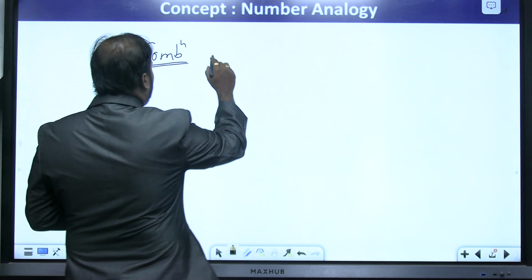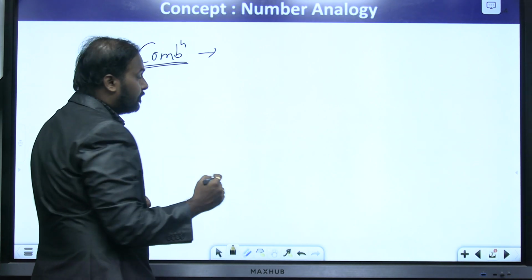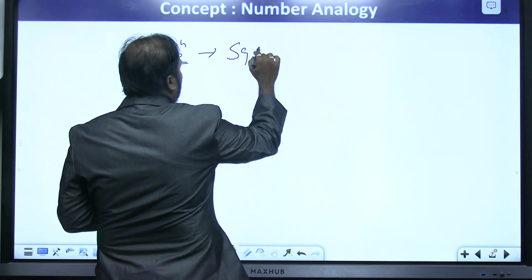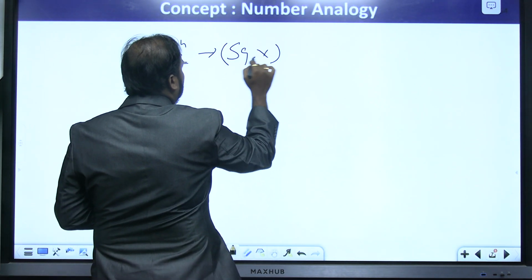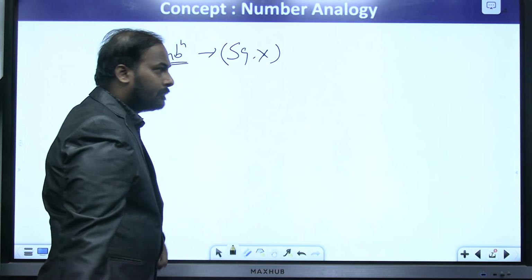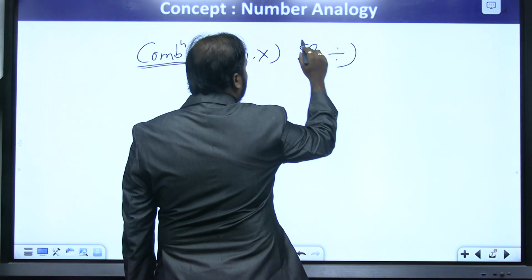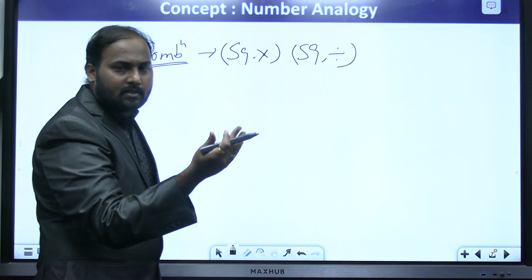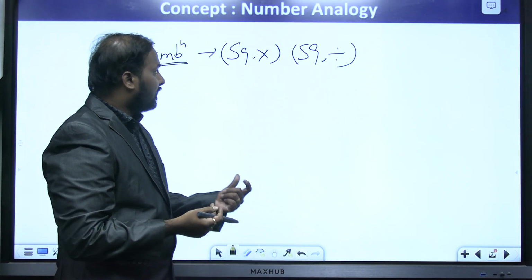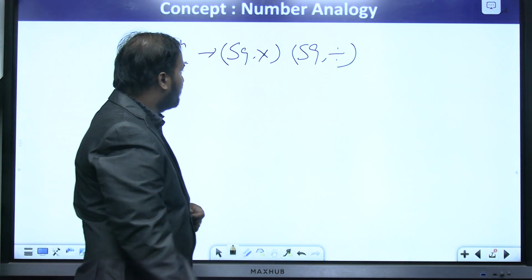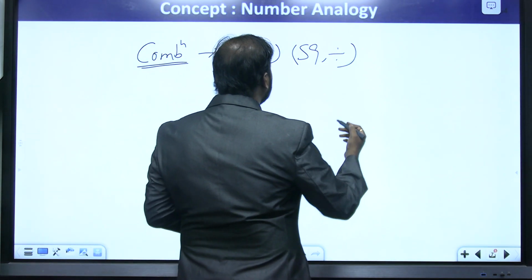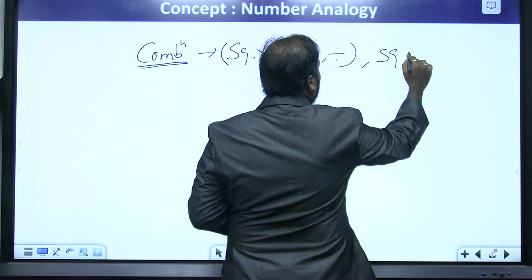For example, the combinations with respect to squares. So I can see squares, and then he is going to multiply. So squares and multiplies can be seen. Similarly, we can see squares, and then he will do division. So first he is going to increase the number, do square, and then followed by division.